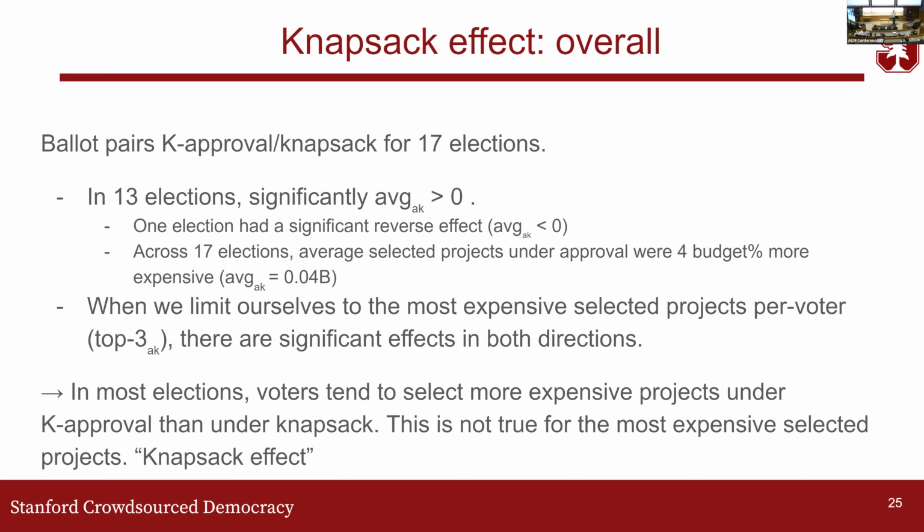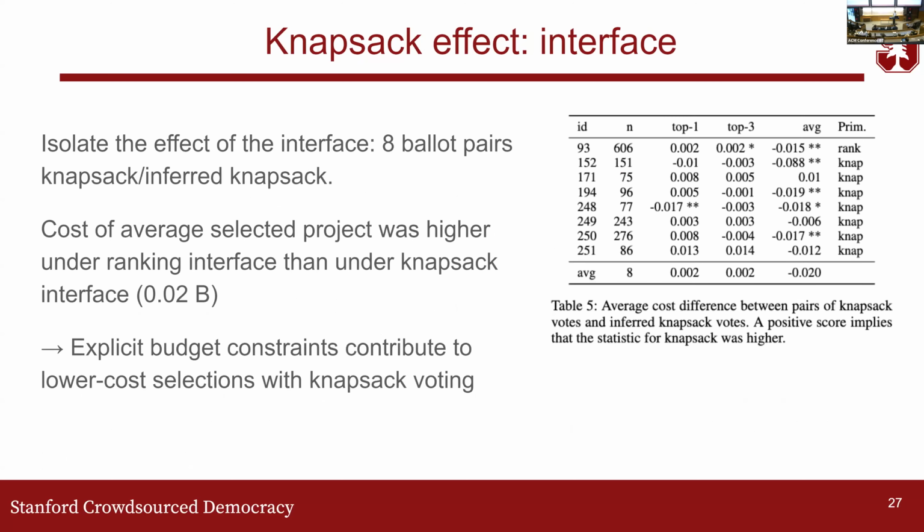Secondly, what we looked at is these top 3. If we take only the most expensive projects that people select, what is the difference? And we see that that effect then washes away. If we look at only the interface, so in this case, we isolate the effect of the interface. We only look at knapsack and inferred knapsack. We see that, again, there is a contribution of an effect. And we see the effect is a bit smaller, of course, because it's only a partial effect. But we see that the explicit budget constraints really contribute to this lower cost.